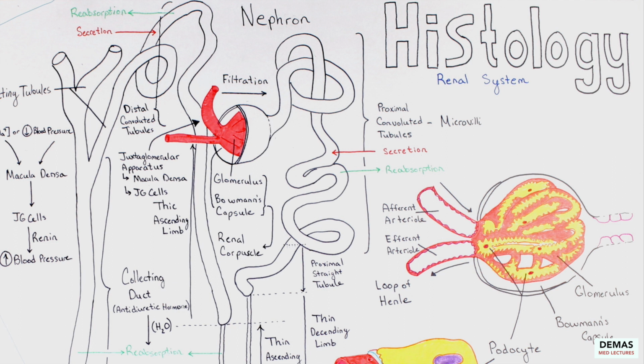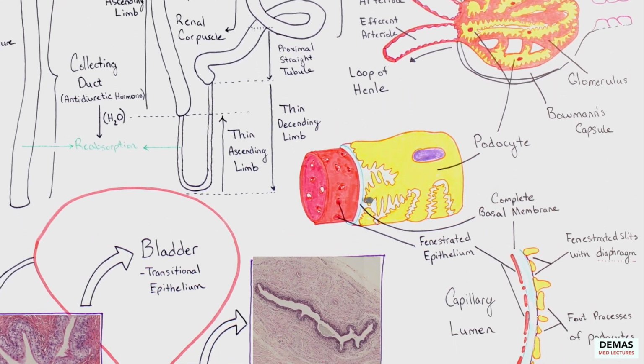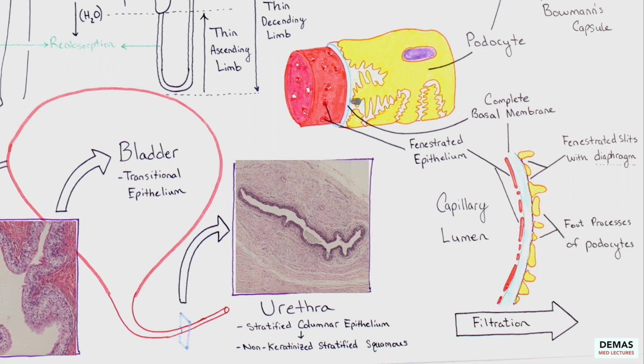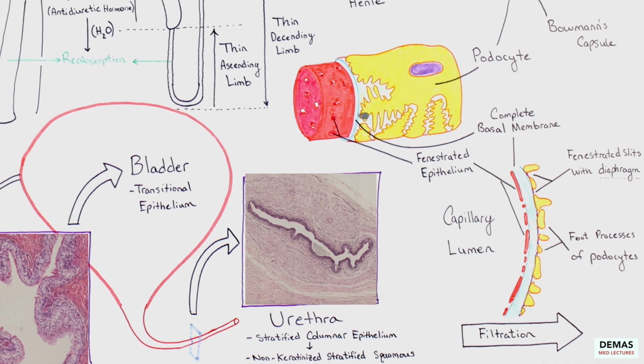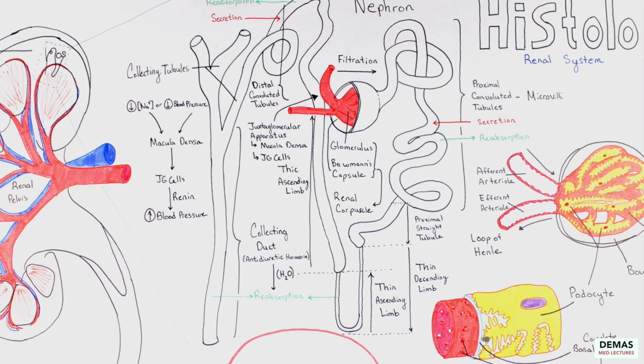We looked closely at the renal corpuscle and its components, such as the glomerulus and the outer Bowman's capsule. We then looked at the structure of the glomerular capillary with a fenestrated endothelium, a complete basement membrane, and a surrounding podocyte with many foot processes, which enables proper filtration. We then continued by following the early filtrate through the tubing of the nephron.